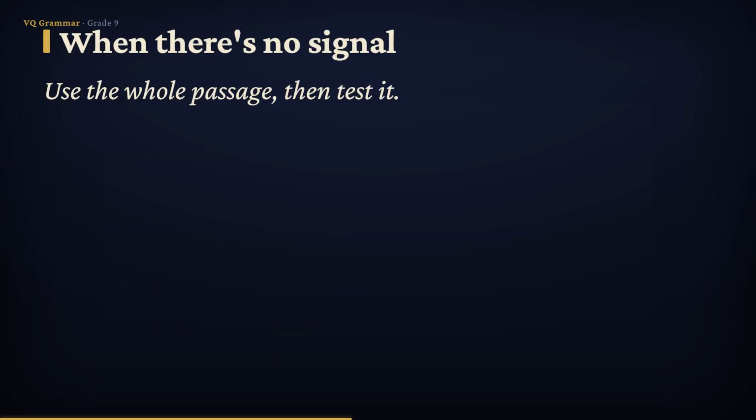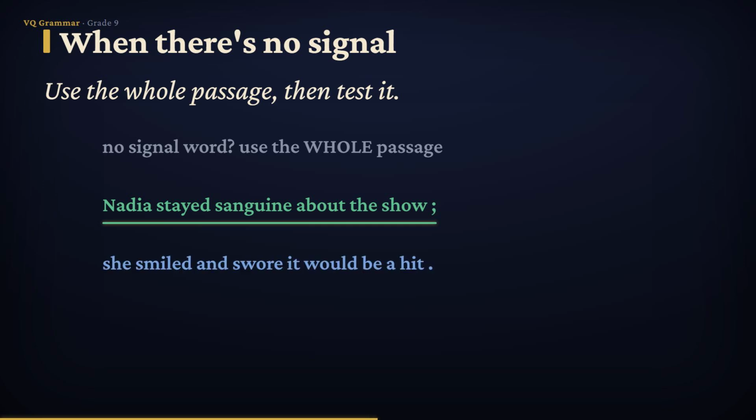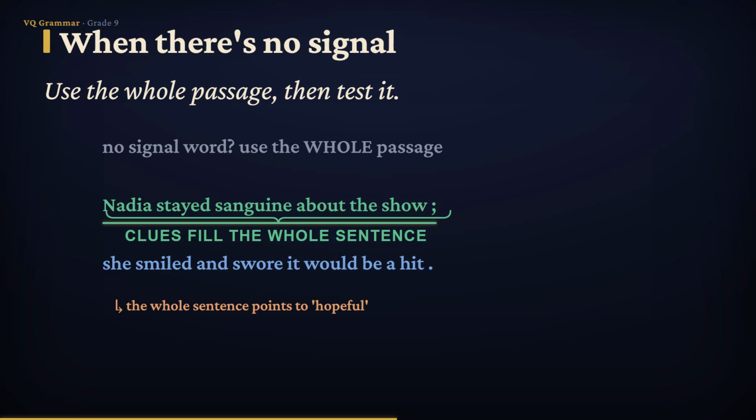Our last clue is the quietest one, because there's no signal word at all. Sometimes you have to gather meaning from the whole passage, the general sense of everything around the word. Look. Nadia stayed sanguine about the show. She smiled and swore it would be a hit. No or, no such as, no but. But the whole sentence, her smile, her confidence, points you toward hopeful.